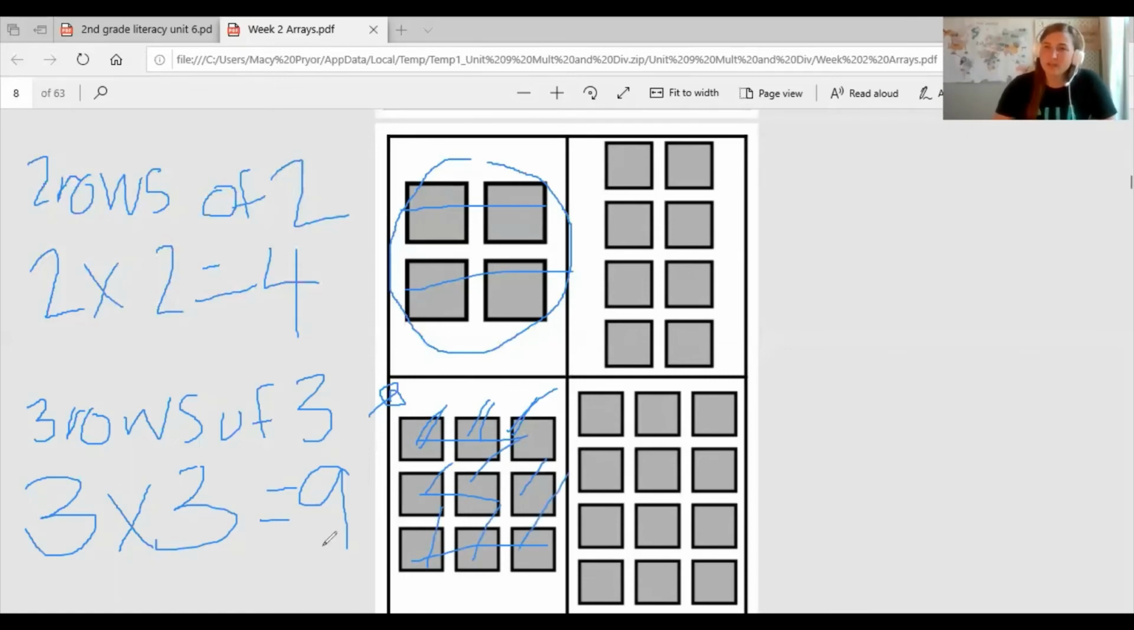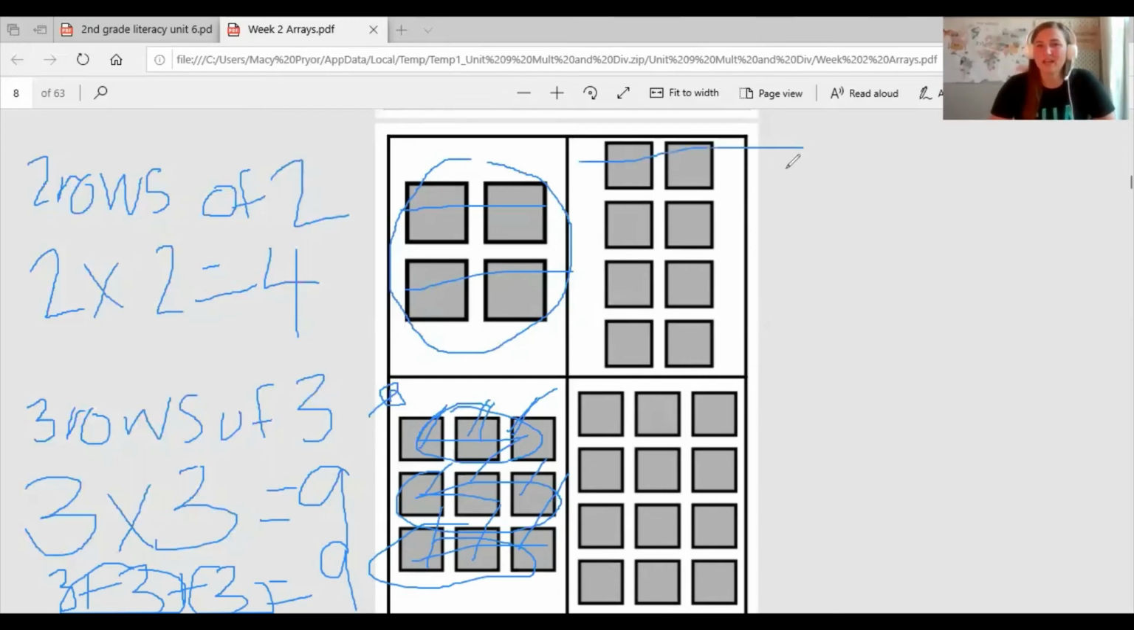Second grade, really quickly, I'm going to draw your attention back to that repeated addition. So if I have 3 plus 3 plus 3, that is going to equal 3 plus 3 is 6, 6 plus 3 is 9. So we have the same answer. Perfect. All right, let's go to the next one.